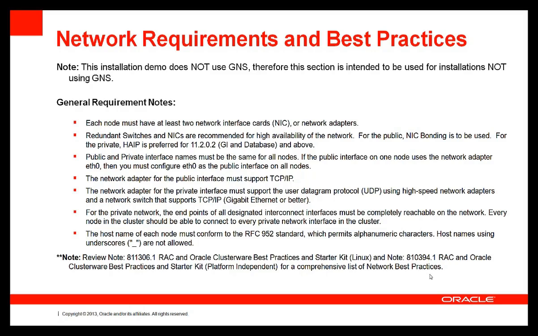Redundant network switches and NICs are recommended for high availability of the public network. For the public network, bonding may be used to facilitate this at the operating system level. For the private network, HAIP is preferred for any system that's running 11.2.0.2 databases and above. HAIP was introduced in 11.2.0.2. Pre-11.2.0.2 databases do not understand HAIP, so keep that in mind when planning your network redundancy.